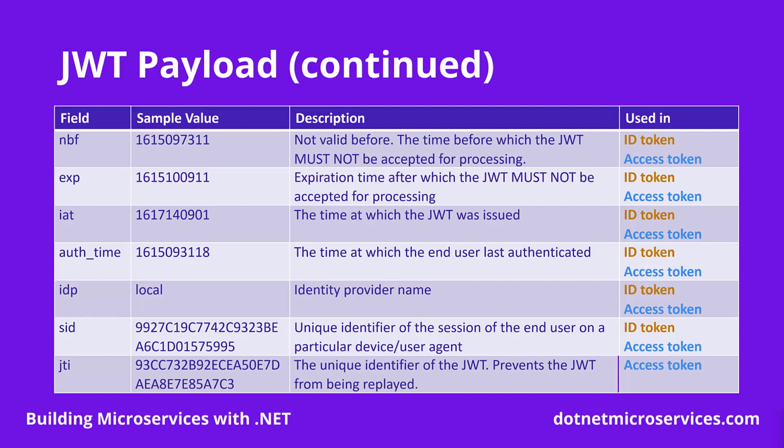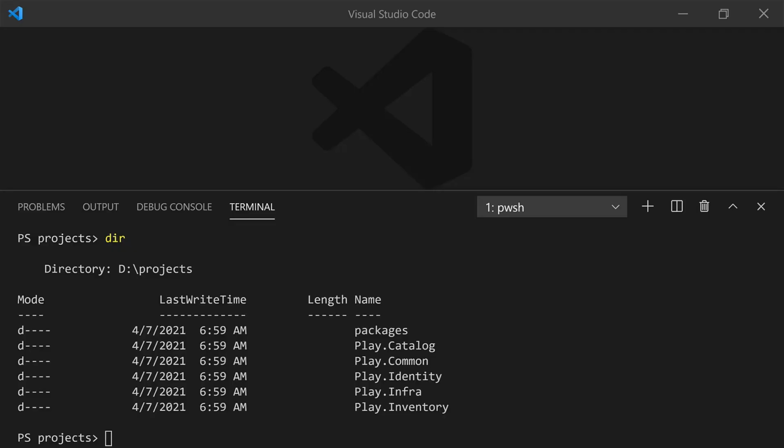In the next lesson, we will secure one of our microservices to make sure only clients with a valid access token can get access to it. It's time to start securing our microservices to make sure that only authorized clients can get access to them. Let's start with our catalog microservice.